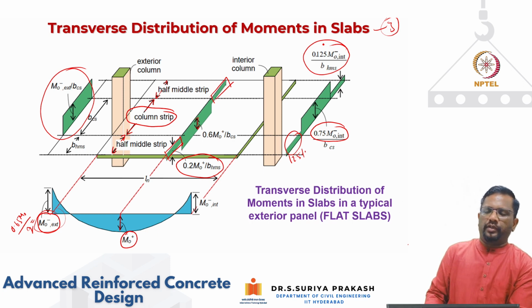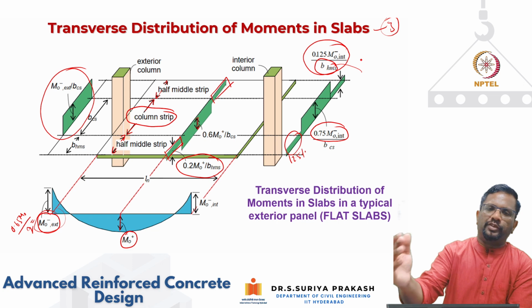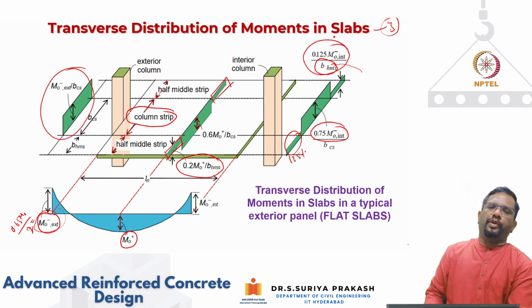M naught interior. And why are we dividing by BHMS? What is BHMS? It is the width of your half middle strip. So B stands for width and HMS stands for half middle strip. Similarly, this one is also the same, 0.125 M naught interior by BHMS, right?